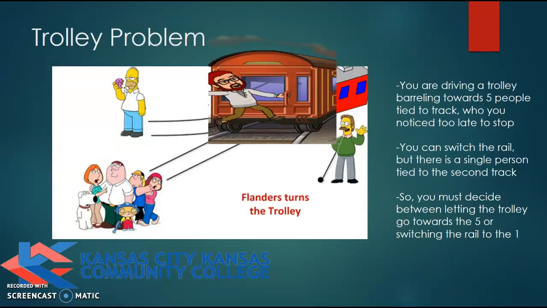Another example would be that you're a bystander watching this all take place. Do you allow the train to hit the 5, or do you pull the switch and make the trolley go, as a bystander, and hit the 1?